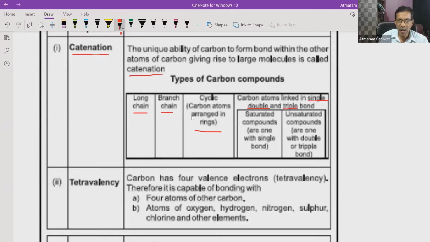Apart from these 3, we can categorize them in these 3 types, that is having single bond, double bond and triple bond. And then again, as per the number of bonds, we have some more categories. One is saturated compound, another one is unsaturated compound. The compounds with a single bond are called saturated compounds, and compounds with a double or triple bond are called unsaturated carbon compounds.